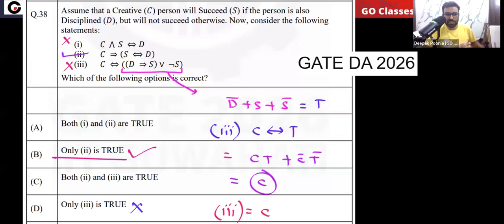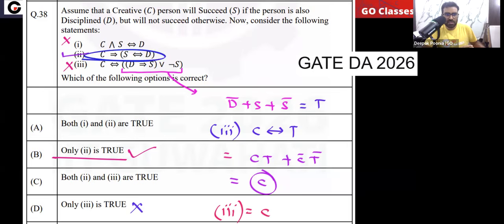I hope you understood. This is the complete analysis of this GATE DA 2026 question. Here only one thing you have to understand: the given statement that we have to assume true is only making a claim about the creative people. It is only saying what will happen if you are creative. But if you are not creative, then nothing is said. We are not making any claim about non creative people. So if you are creative, then your success fully depends on discipline. If you are disciplined, then successful. Not disciplined, then not successful.